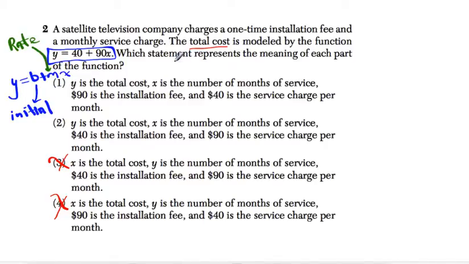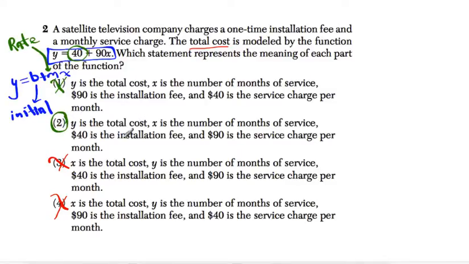So now between choice 1 and 2, again we're going to try to look for words like rate and initial to see if we can match them up with the 40 and the 90 there. So for choice 1, it says $90 is the installation fee and $40 is the service charge per month. Okay, it doesn't make sense if our y-intercept, our 40 here, would represent per month. That's dealing with some type of slope where we're only using the 40 once. In other words, we're paying $40 once, we're not going to pay $40 each and every month. So choice 1 is out, and just by process of elimination we arrive at the correct answer of choice 2.